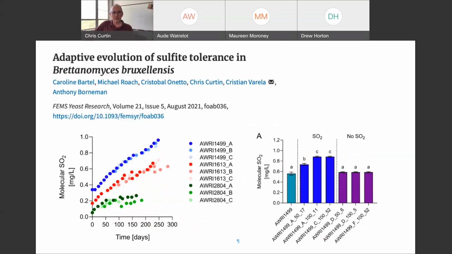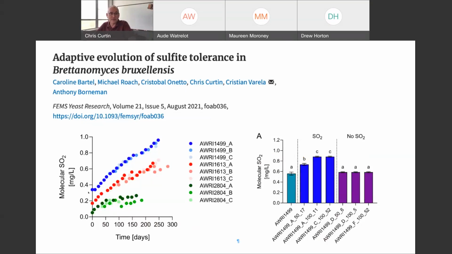So I talked about the fact that Brettanomyces, or that wine A strain, is already more tolerant than other strains. Some research that we did back in Australia, where we took different strains of Brettanomyces, in this case, representatives of the wine A, B, and C. Ignore the annotation here of A, B, and C. That's referring to the replicates, but that's not important.